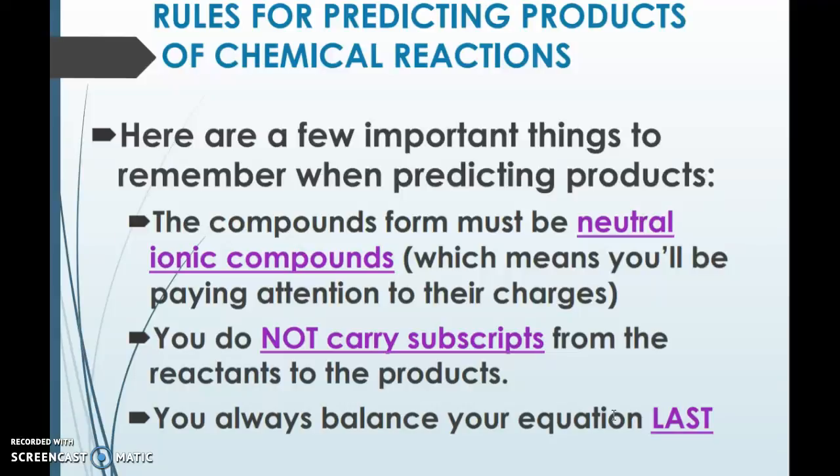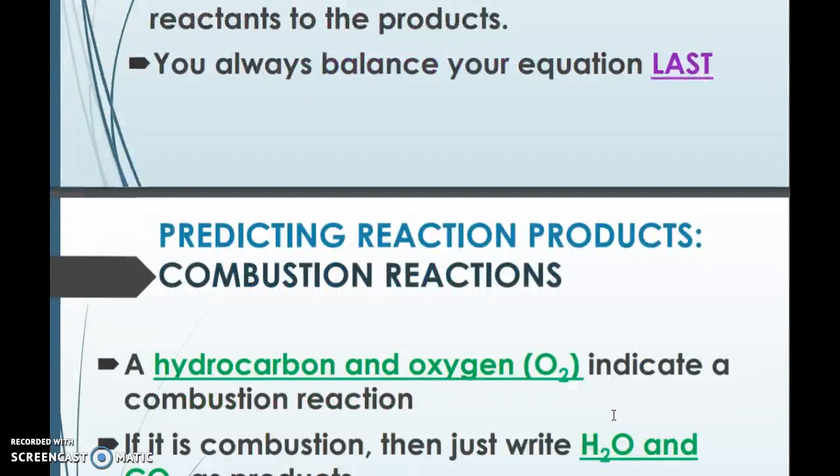You do not carry any subscripts from your reactants to your products. For example, if you have something like sodium chloride and magnesium bromide, NaCl is sodium chloride. You have ones for your subscripts. Magnesium bromide is MgBr2. You have a 2 there right after the Br. Your products are going to be NaBr and MgCl2. Notice how the subscripts are going to change. So please be aware of that. You have to create brand new formulas in your product side. You always balance your equation last. And again, we're not going to do that quite yet. We'll do that when I return.